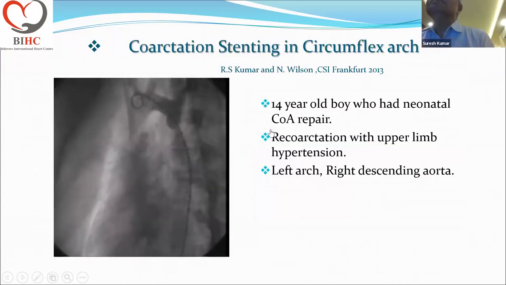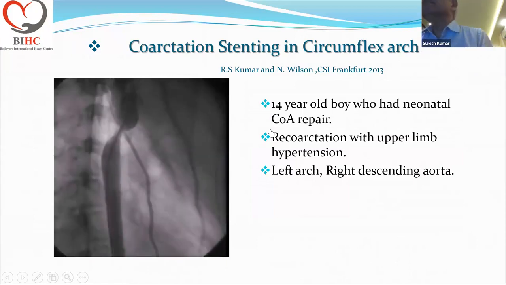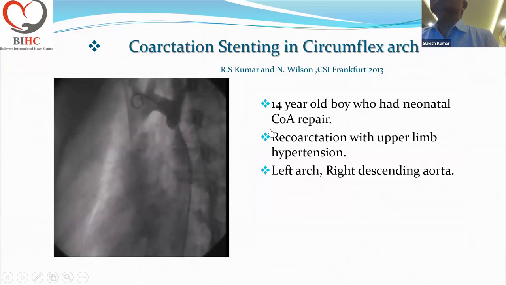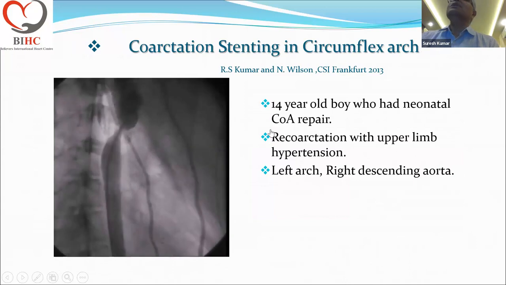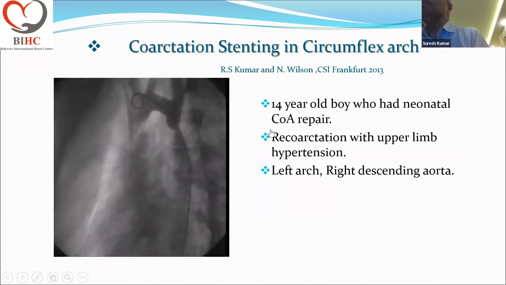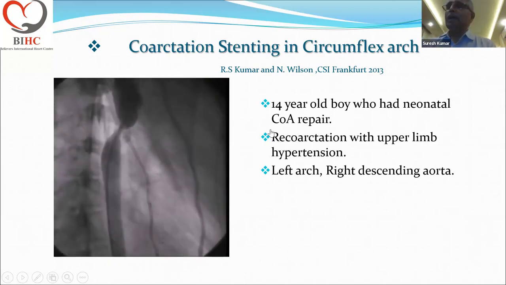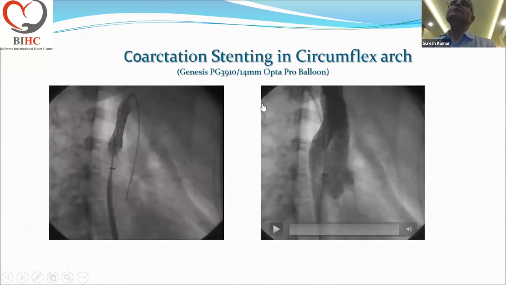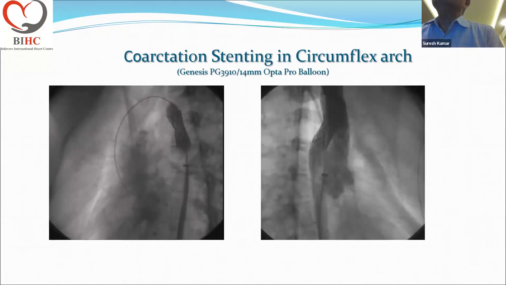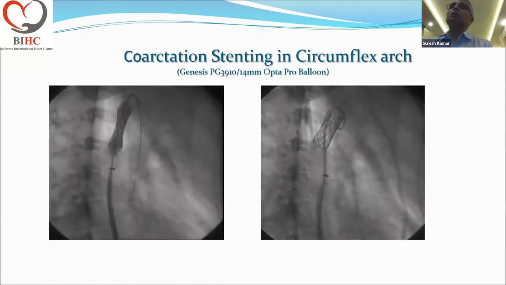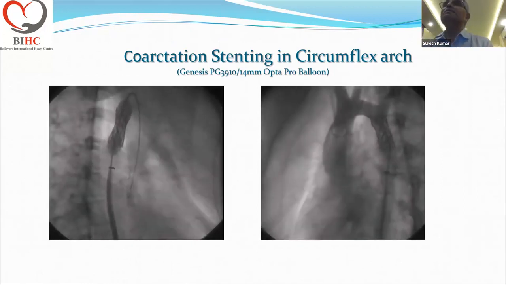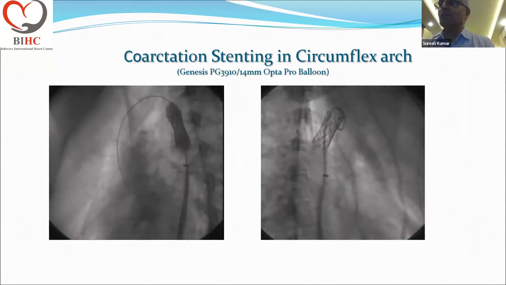There's an unusual arch. You know what is the circumflex arch? It is if you have a right arch with a left descending aorta, or the other way around, a left arch and a right descending aorta. These are the circumflex arches. So this is a 14-year-old boy who had neonatal coarctation repair, presented with recoarctation, and he was stented with the Genesis PG 3910, which is no longer available, on a 14 mm Opta Pro balloon. The funny look of that arch is because of the circumflex nature of the arch.